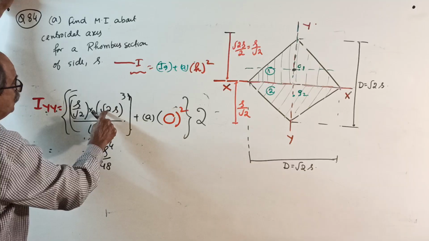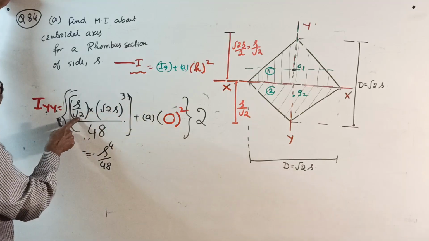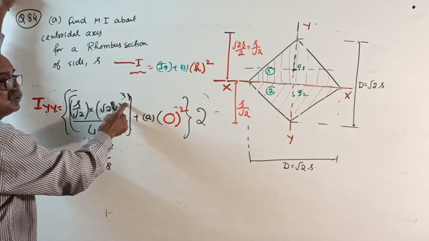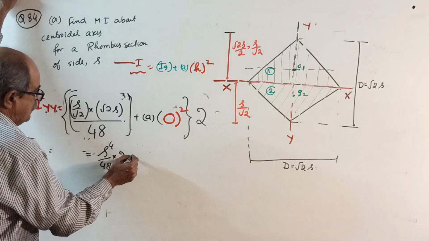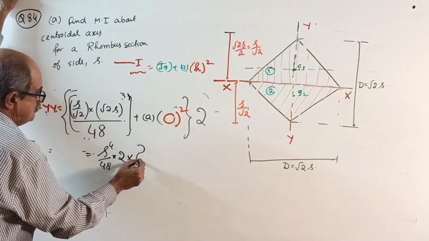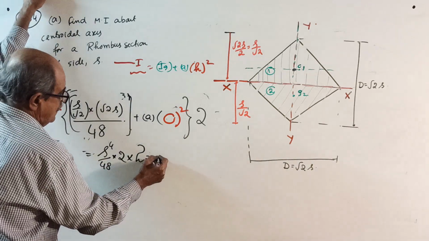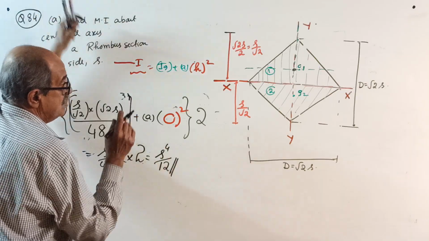Then root 2 cube by root 2, one root 2 cancels. Root 2 square is 2. Then multiplied by the outside 2. 2 into 2 is 4, 4 by 48. s power 4 by 12 once again.